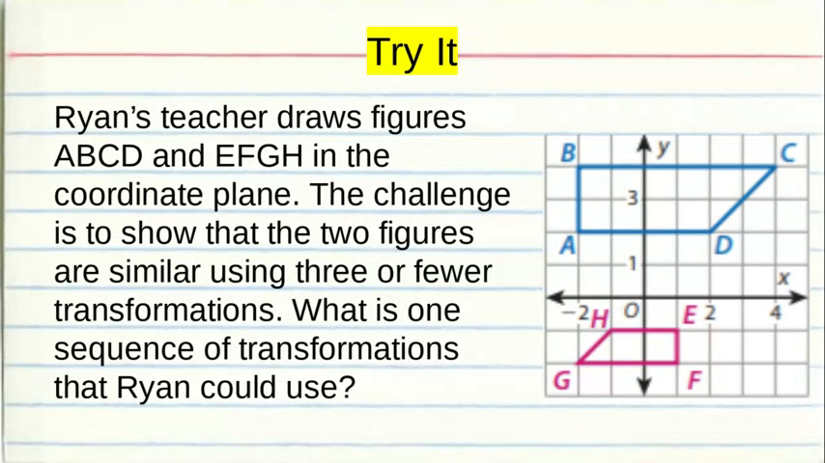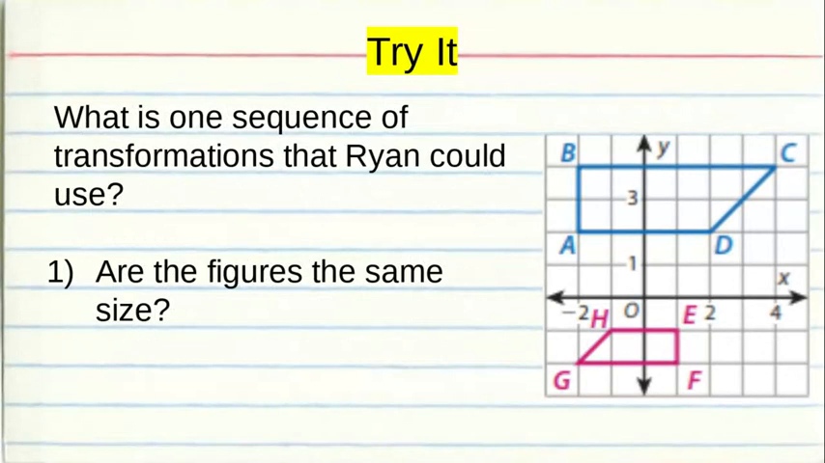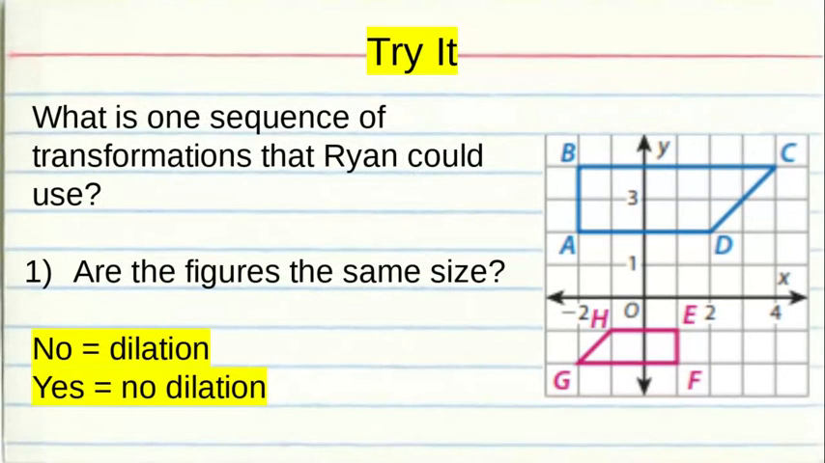So for our first example on page 105, we see that Ryan's teacher is drawing these two figures of A, B, C, D in blue and E, F, G, H in pink below in the coordinate plane, and we need to figure out what transformations we could use and sequence of transformations to map A, B, C, D onto E, F, G, H. So the first question we're going to ask ourselves: are the figures the same size? If they are not the same size, that means we are using a dilation. If they are the same size, that means there's no dilation. We can see that A, B, C, D and E, F, G, H are two different sizes, so therefore there will be a dilation involved.